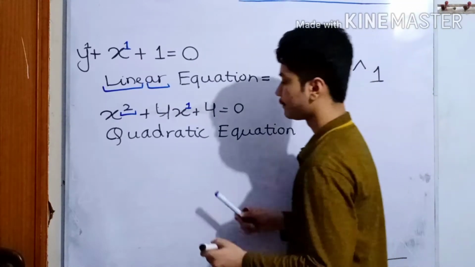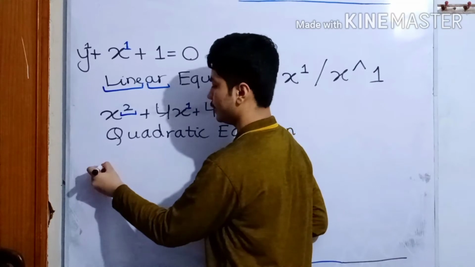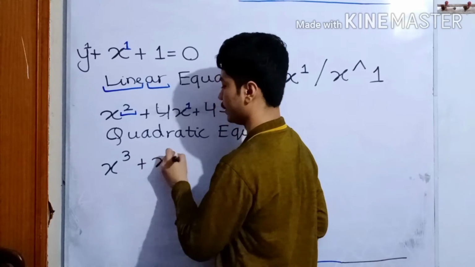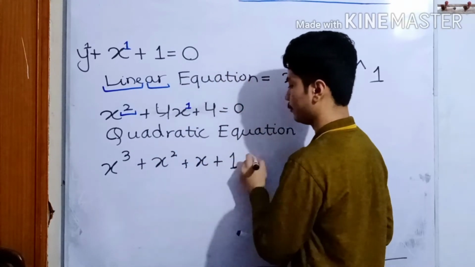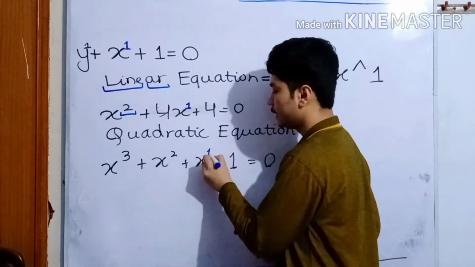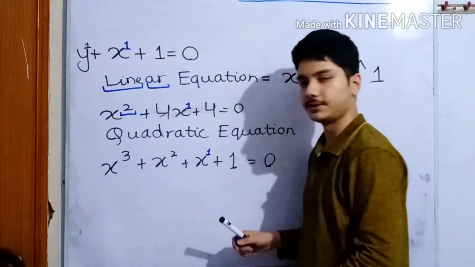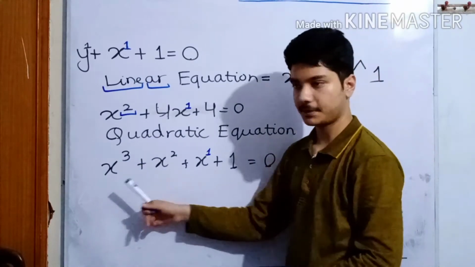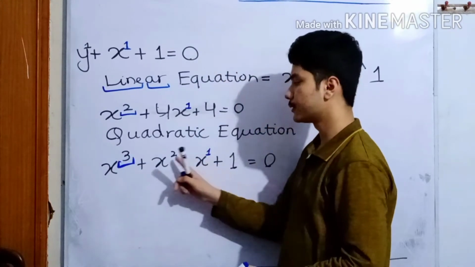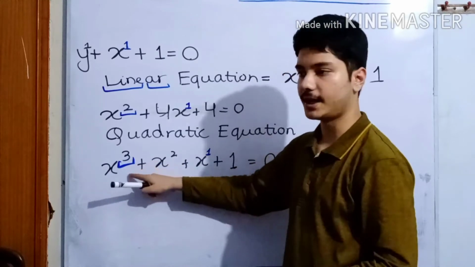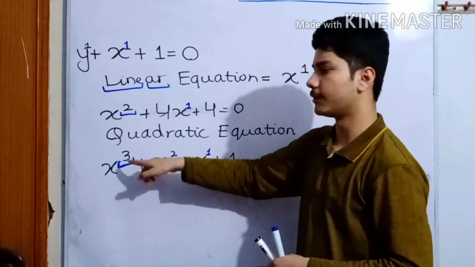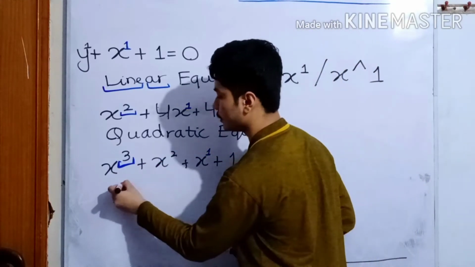Alright, let's go to the third one. Now there is x cube plus x square plus x plus 1 equals to 0. This is another equation. Here x has power 1, here x has power 2, and here x has power 3. If I ask which is the highest power, you will say cube. x power 1 is not the highest, x square is not the highest, but x cube is the highest power. So when an equation contains a variable with the highest power of cube, then the equation is known as a cubic equation.